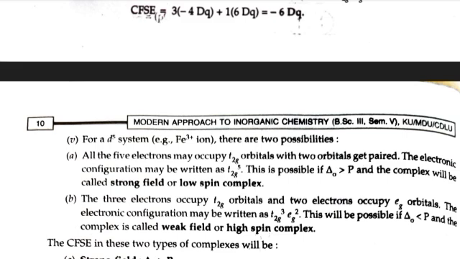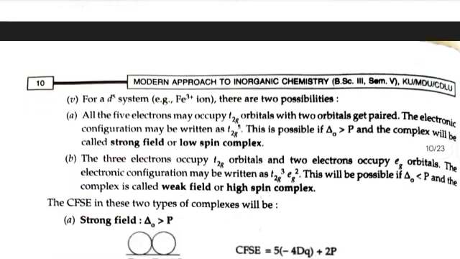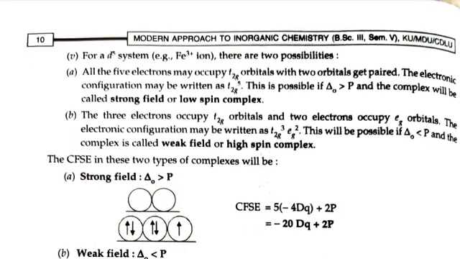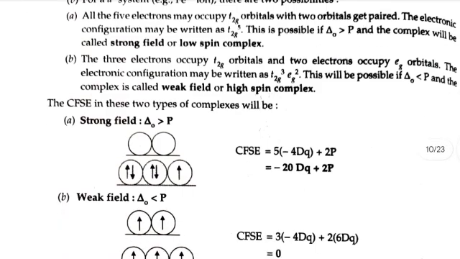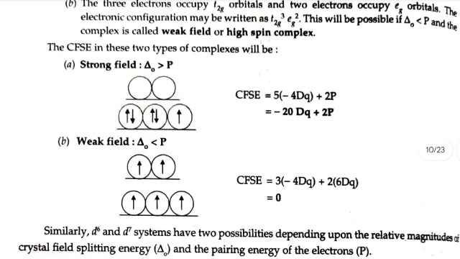Otherwise, 3 electrons occupy the t2g orbitals and 2 electrons occupy the eg orbitals. The electronic configuration may be written as t2g^3 eg^2. This will be possible if delta naught is less than P, and the complex is called a weak field or high spin complex. The CFSE in these two types of complexes: for strong field, if delta naught is greater than P, CFSE is equal to minus 20 Dq plus 2P. For weak field, if the pairing energy is greater than delta naught, CFSE is equal to 0.